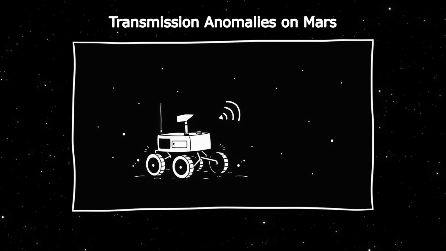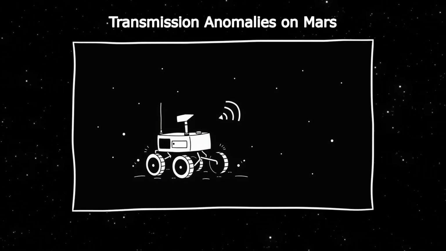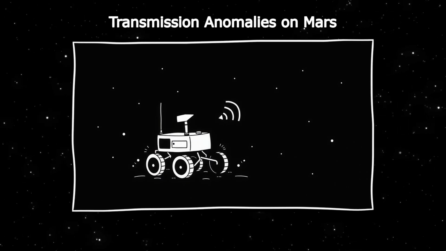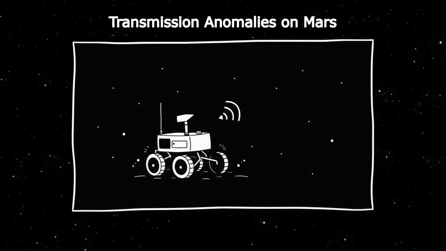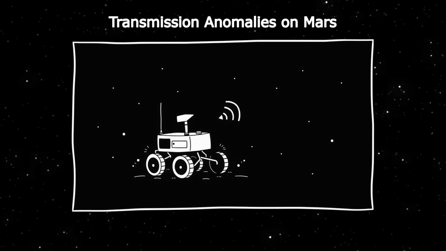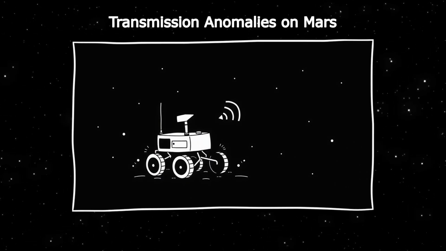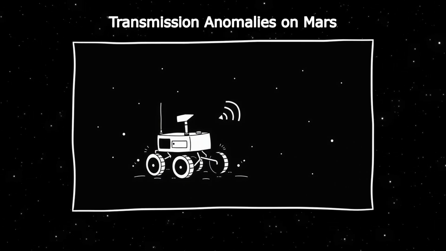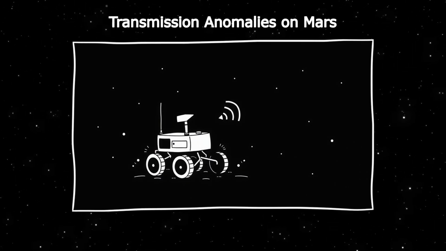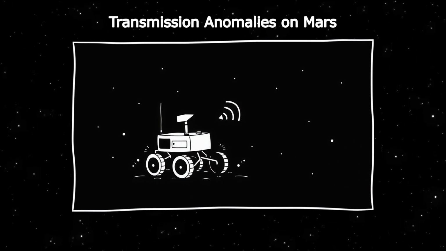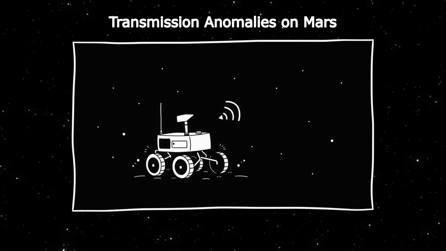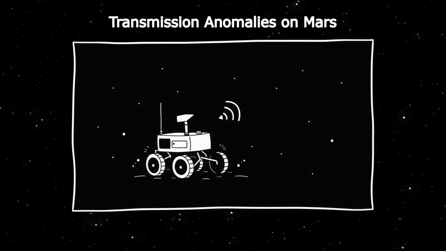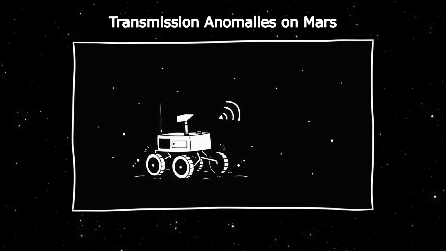Imagine a spacecraft voyaging millions of kilometers through the vastness of space. As it approaches Mars, it must communicate with mission control back on Earth, sending back data about the planet's surface, atmosphere, and potential signs of life. However, this communication isn't as straightforward as one might think. There are moments when signals mysteriously drop, transmissions flicker out, or data arrives incomplete. These interruptions, known as transmission anomalies, can occur for a variety of reasons.